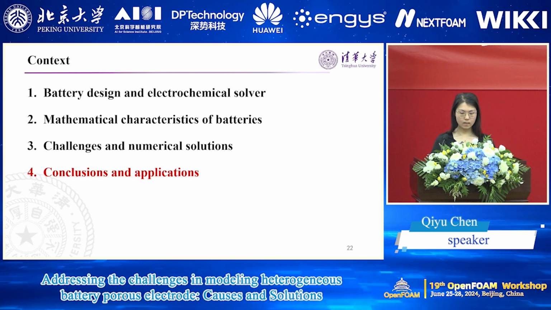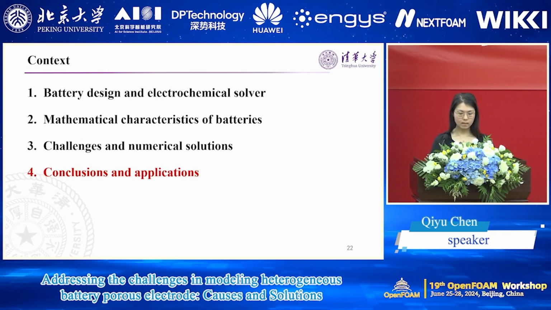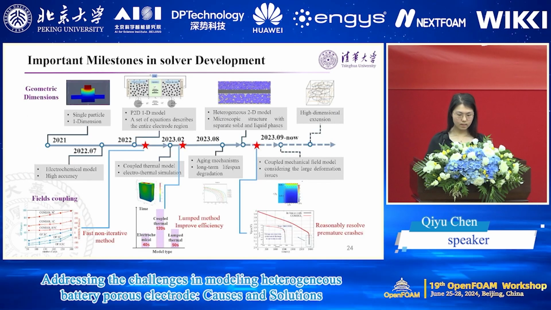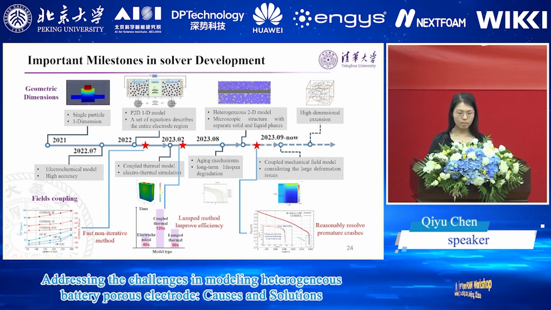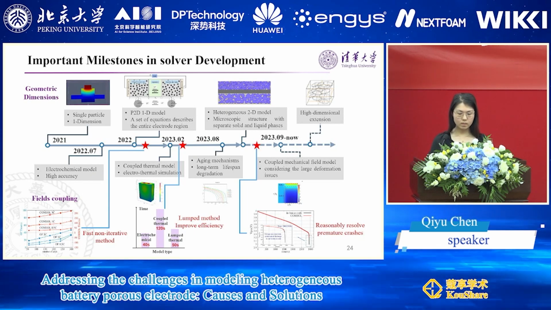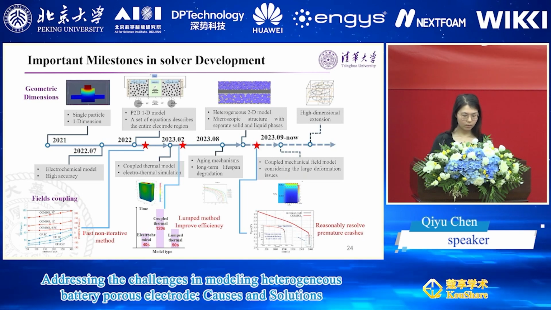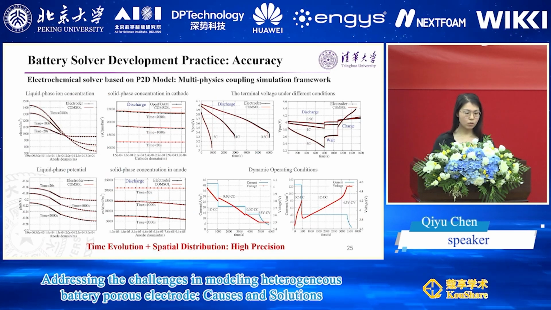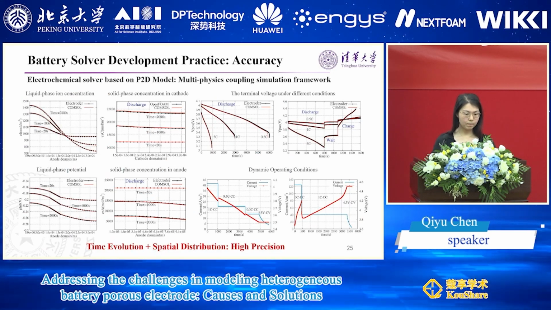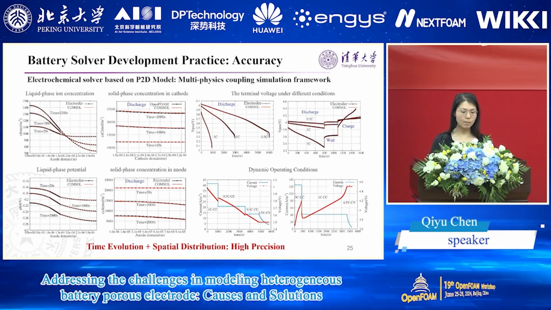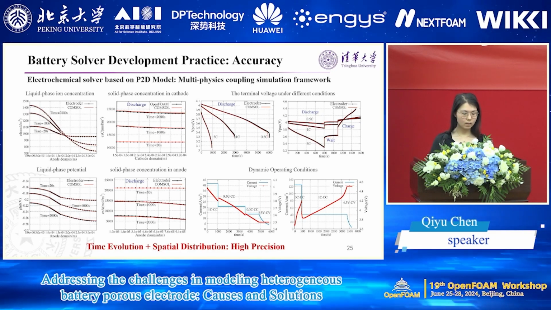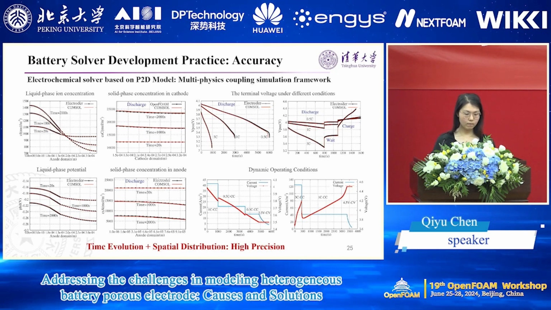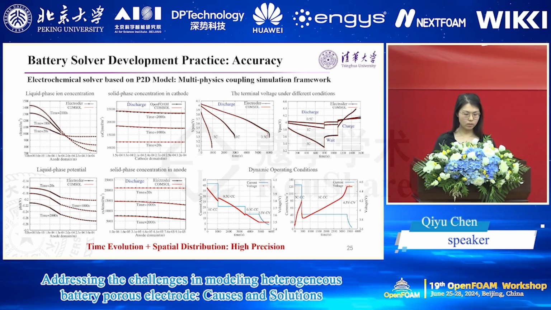The final part is the conclusions and applications. This slide represents some important milestones in the development process of the solver. And this slide shows the electrochemical solver based on the pseudo two-dimensional model. It constructs a multi-physics coupling simulation framework, and the time evolution and spatial distribution can obtain high precision.